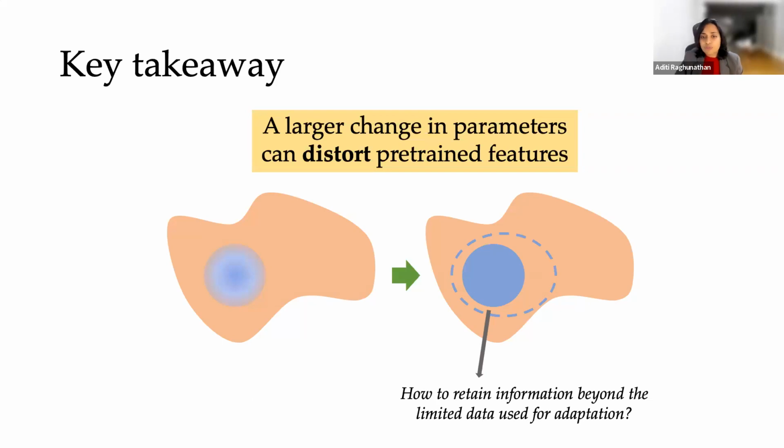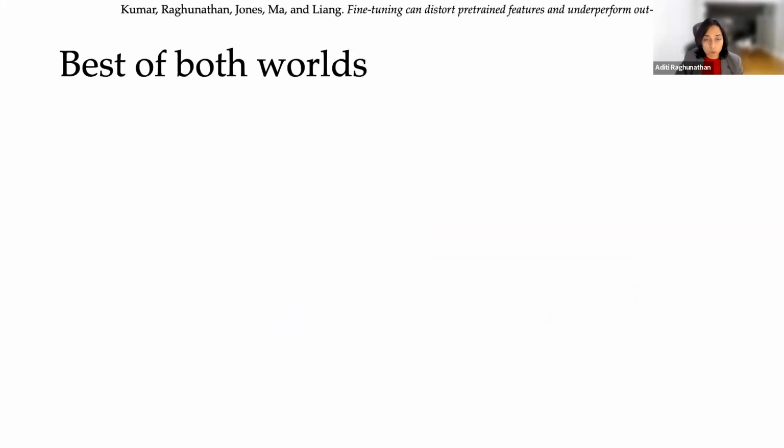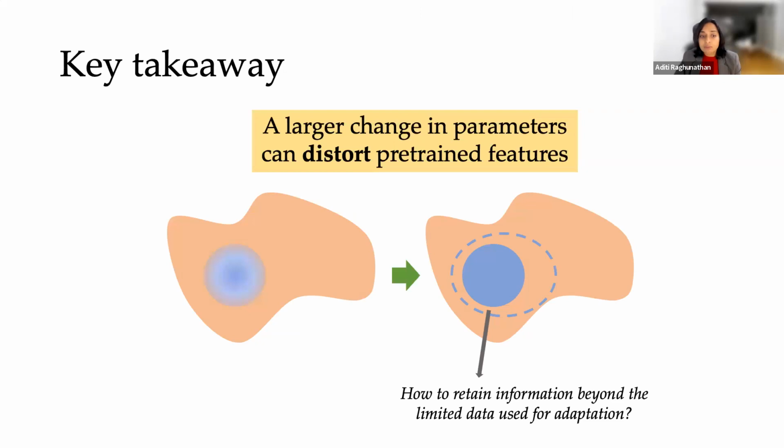But in some sense, we should be able to get the best of both worlds, because there is a method that can actually retain this information. So how do we bridge this gap and really specialize in distribution to the task, but also do well out of distribution?